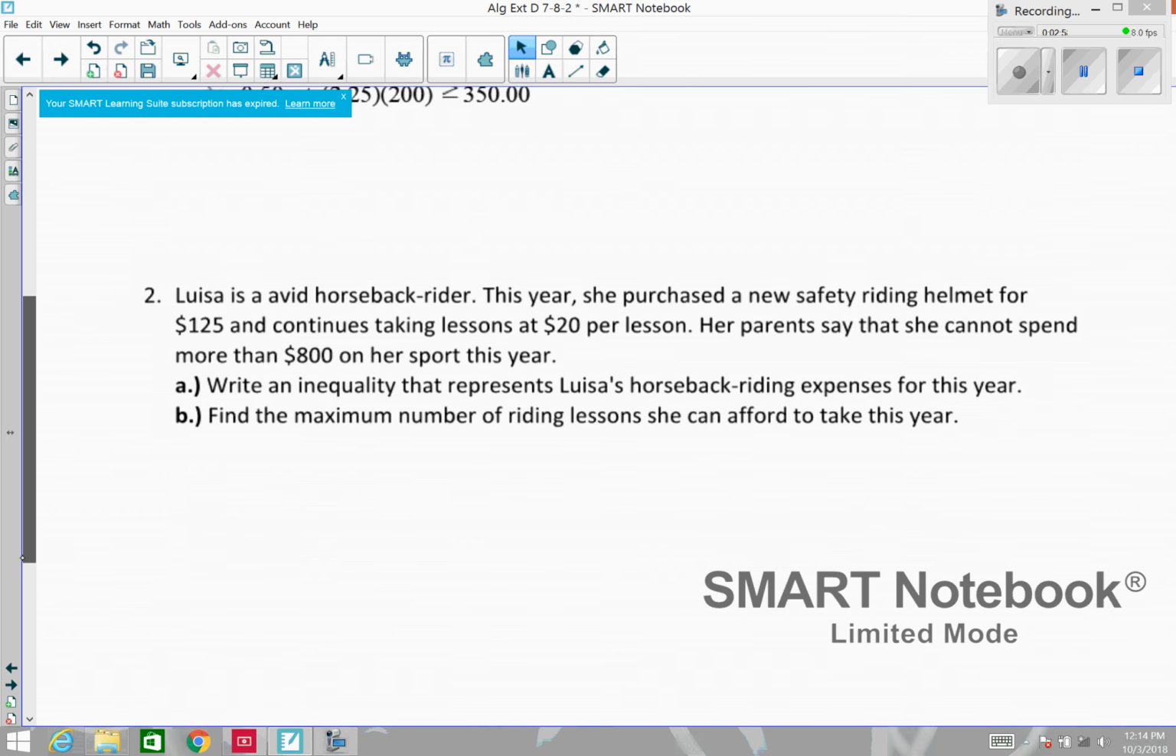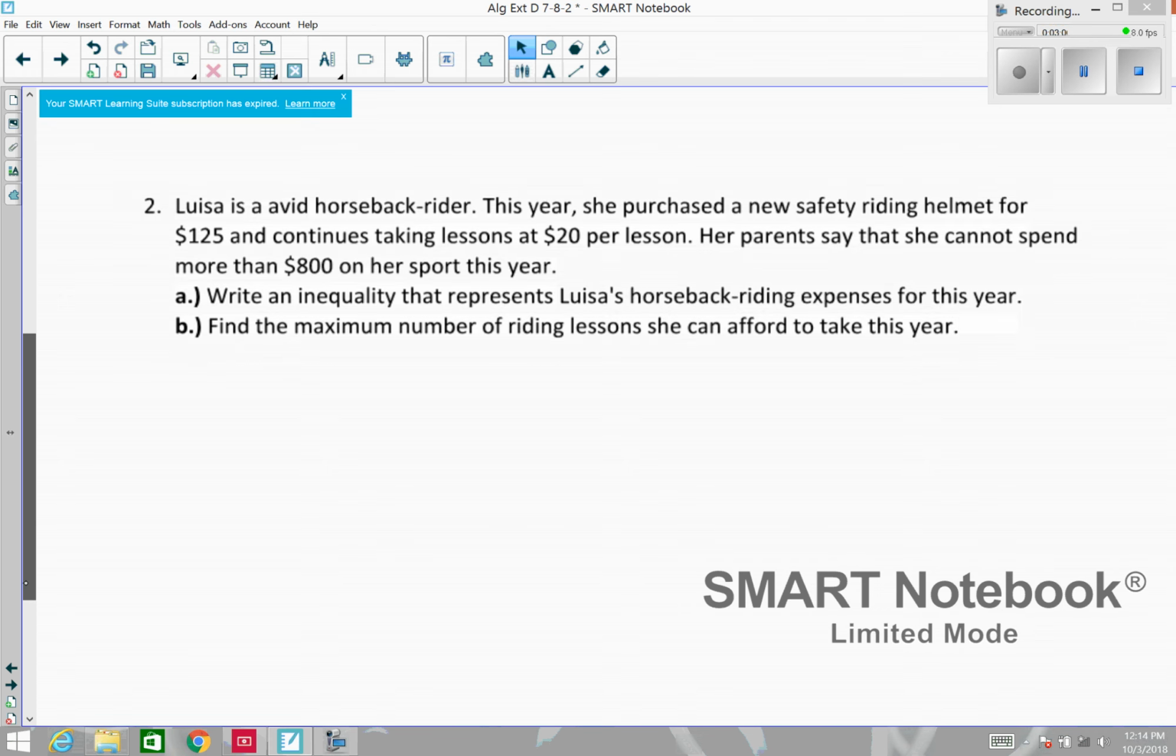In number 2, we have Louisa, who is going to be taking some horseback riding lessons, or at least purchasing some equipment. It says here that she is purchasing a new safety riding helmet, and that's going to cost her $125. So that's money that she's spending. That's $125 for that helmet. And then her lessons are going to be $20 per lesson. So for each lesson, she's going to spend $20.